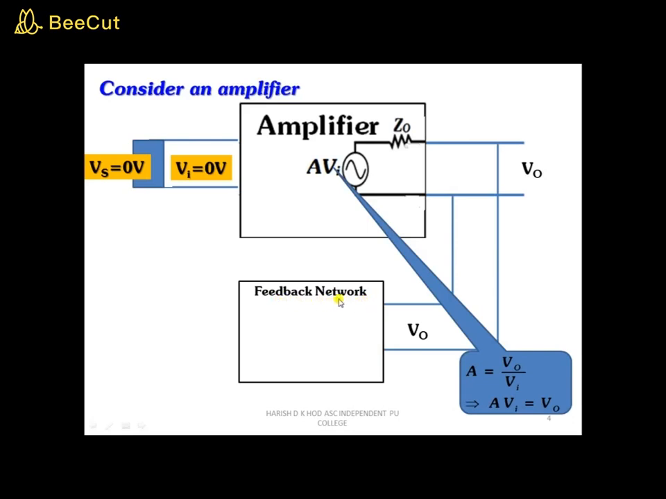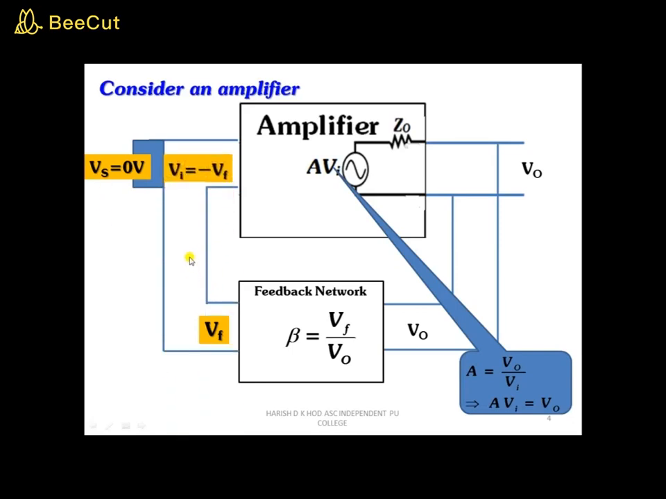Now what this feedback network will do, it will extract the part that is VF. This part will be sent back to the input. Now the effective input to the amplifier is minus VF, because the effective input VI is equal to VS minus VF, but right now VS is 0, so VI is equal to 0 minus VF, that is minus VF. Then what is the gain of this feedback network? Beta is equal to VF by VO. VF is the output and VO is the input, so gain is always output by input.